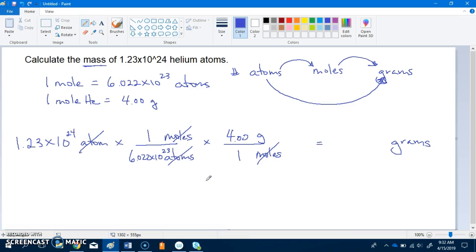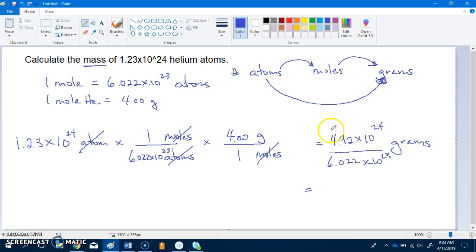Now all that I have left to do is the math of it. So I'm going to first go 1.23 times 4. So I'm going to do that on my calculator. 1.23 times 4 equals 4.92, and then I can't forget my 10 to the 24. And that's all over 6.022 times 10 to the 23 times 1 gives me 6.022 times 10 to the 23.